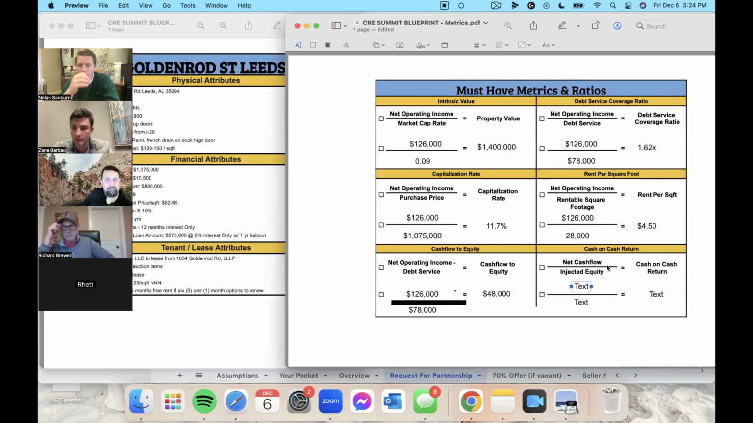Who knows why? Because we're paying debt service. That's exactly right. Net operating income is before debt service. Net cash flow is what you take home after all your expenses and debt service is paid. Follow that? So those are the two main differences. Net operating income is before.